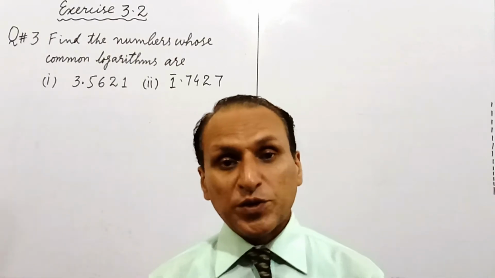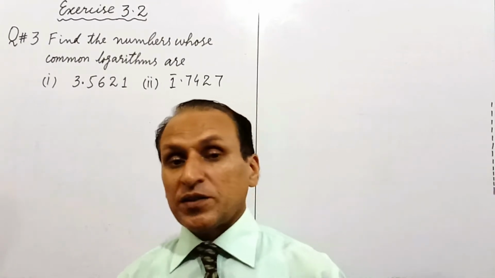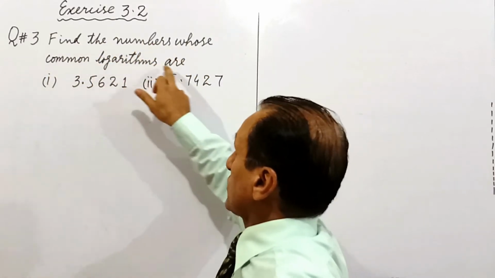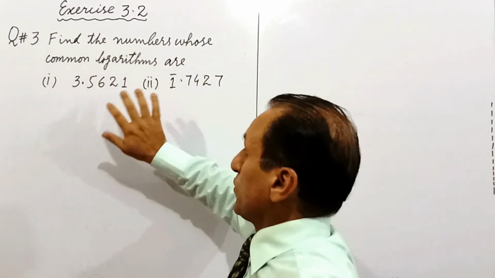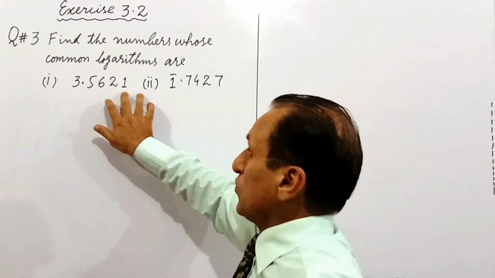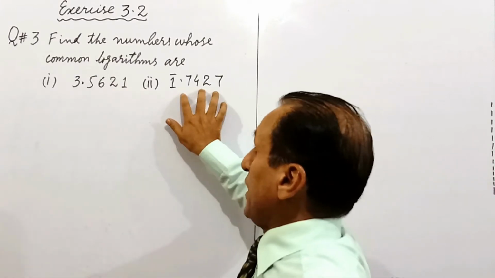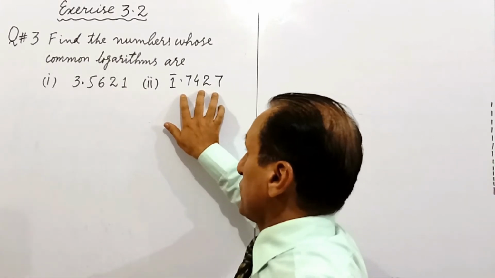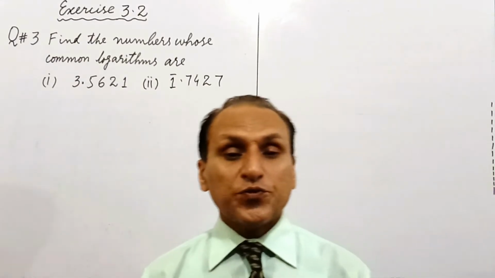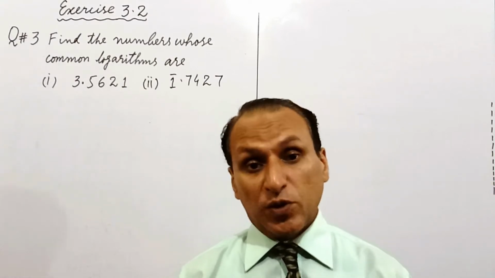In this regard, we do question number 3 of exercise 3.2. In this, we are required to find the numbers whose common logarithms are given. We are given two different parts. In one, the logarithm 3.5621 is given. We do not know the number whose logarithm is that, as well as 1 bar 0.7427. For it, we also require the number. For this, we have to learn what anti-logarithm is. So let's discuss.